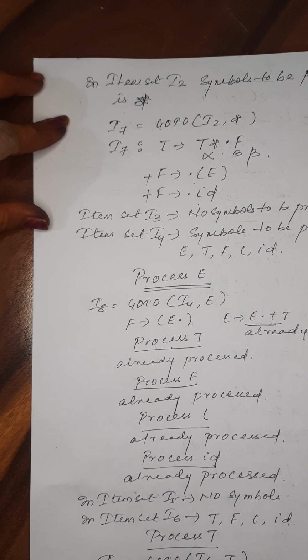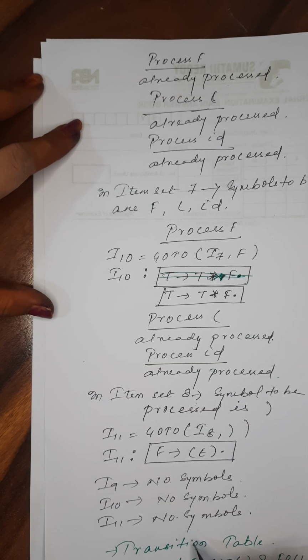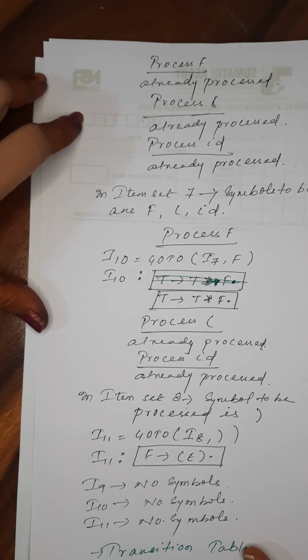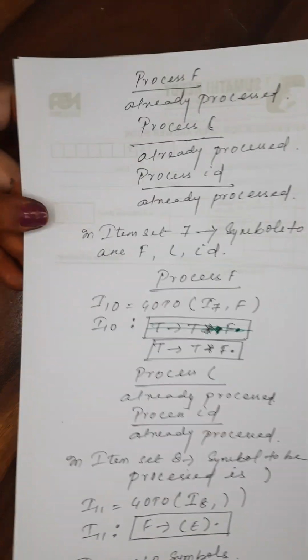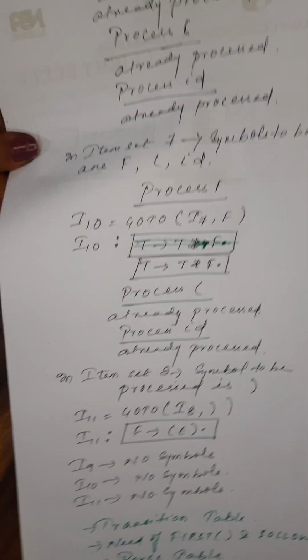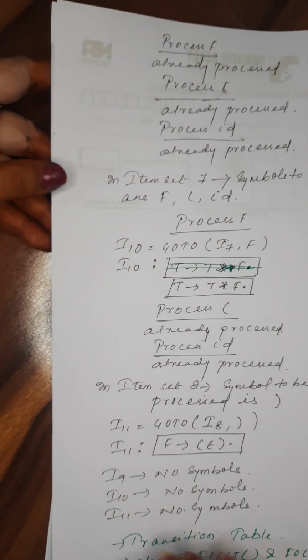And how many item sets did we reach? We reached 11 item sets, and we processed all the elements. It is explained in detail in your previous video. So today, what will we do? The first step was constructing the LR0 item sets.